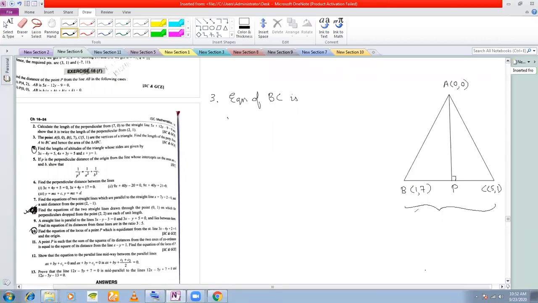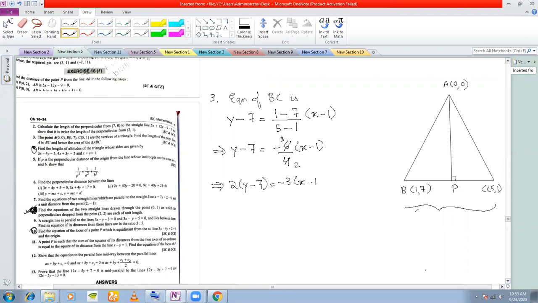The equation of BC is y minus y1 is equal to y2 minus y1 by x2 minus x1 into x minus x1. That means y minus 7 is minus 6 by 4 times x minus 1. So you can cancel 3 and 2 here, so I am left with 2 times y minus 7 is equal to minus 3 times x minus 1.